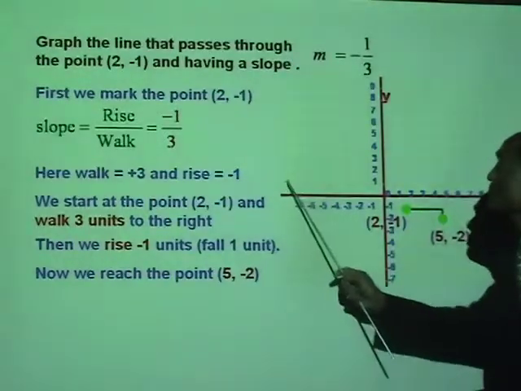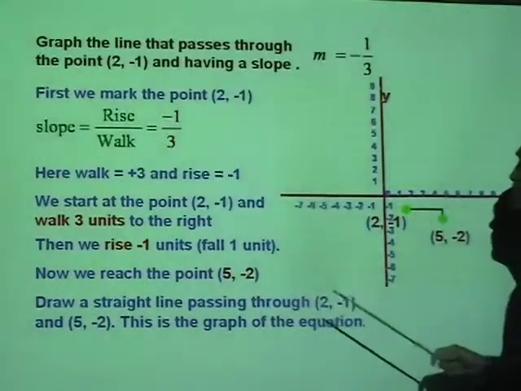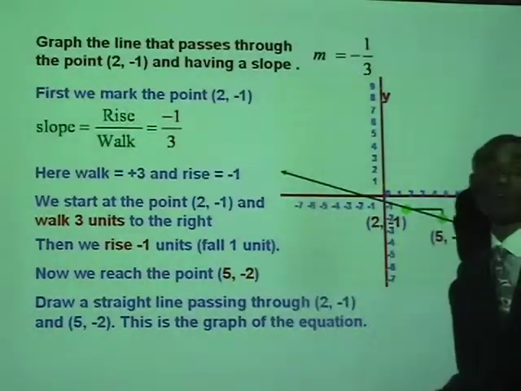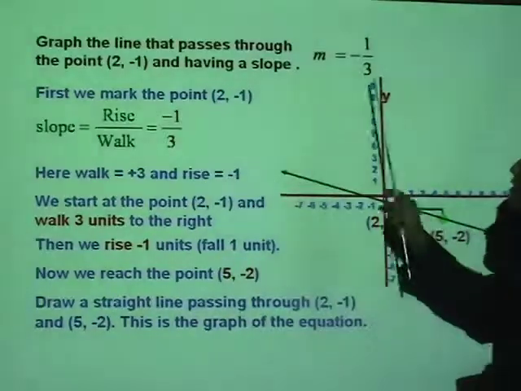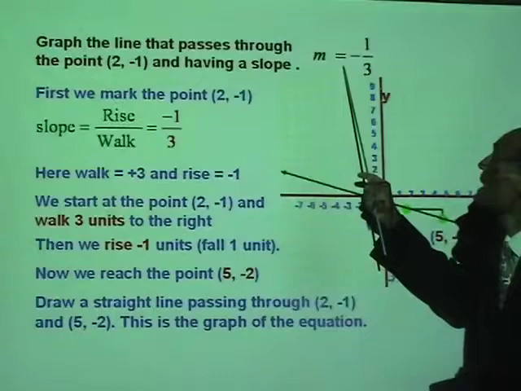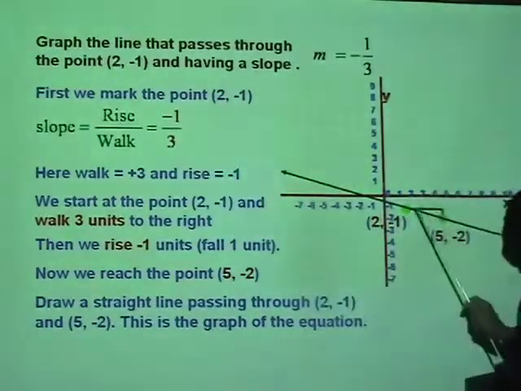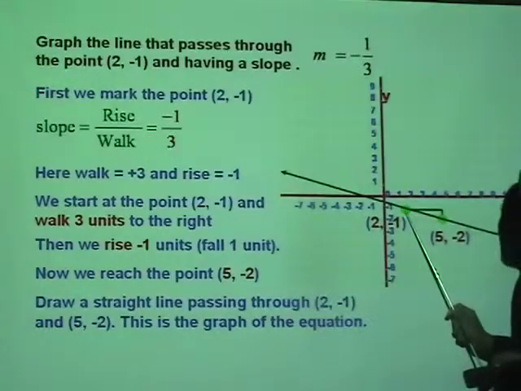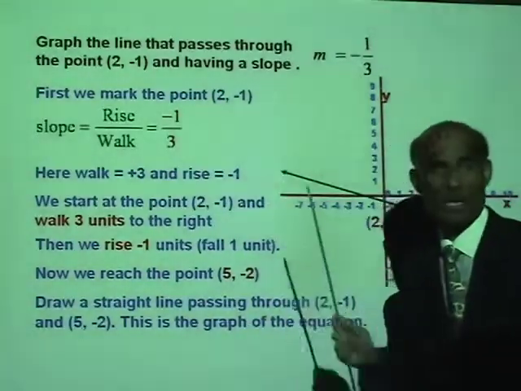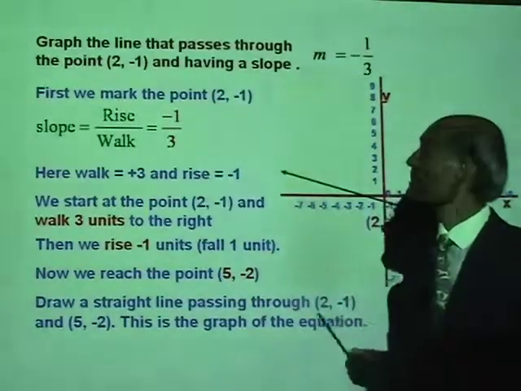And now draw a straight line that contains these 2 points. That is the graph of the line that has the slope m equal to -1/3 and contains the point (2, -1). Okay? I hope that is clear. You can do one like this on your own, or many of them.